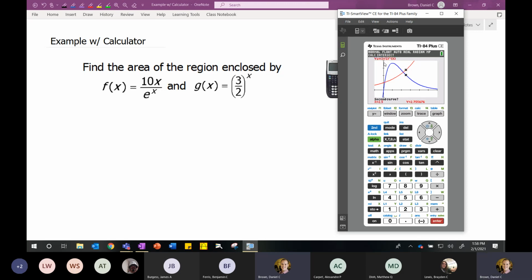Yes, that's my first curve. What's my second curve? Y2. Yes, that's my second curve. And then guess. Again, I want to find this first one. It's close to 0, so I'm just going to type in 0 and then hit enter. And then it will pull up the intersection point, the x and the y.